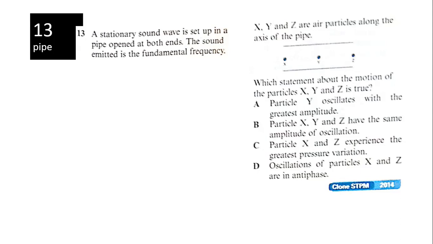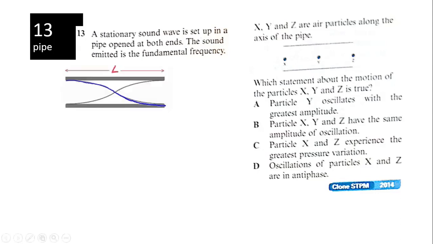Okay, number 13. Donkey. Oscillations of particle X and Z are in antiphase. X and Z in antiphase, okay. Roughly understand that is your mode of vibration. That is your fundamental. You want fundamental, antinode. So if that is up, this must be down. So antiphase, correct.